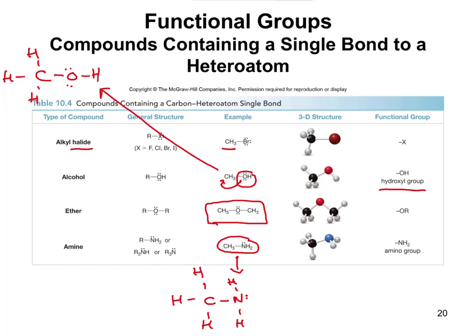Right, so an amine is when you have a carbon with a single bond to a nitrogen, right? So again, this slide shows you four separate functional groups, all of them with carbons bound to a heteroatom through a single bond.